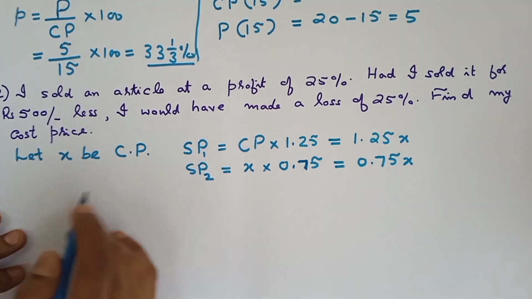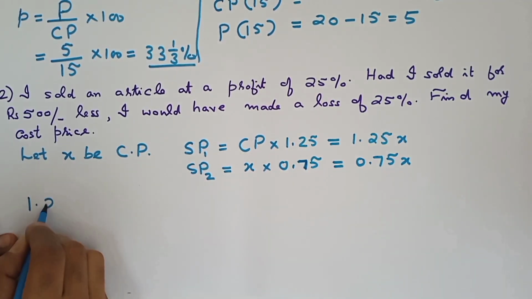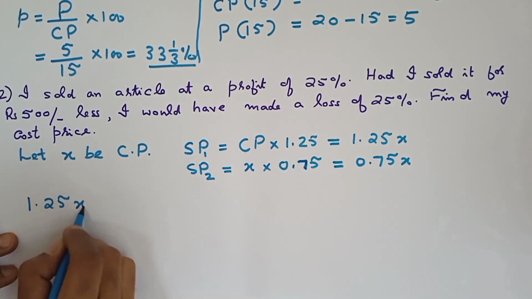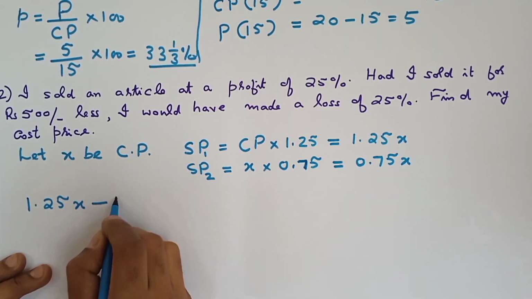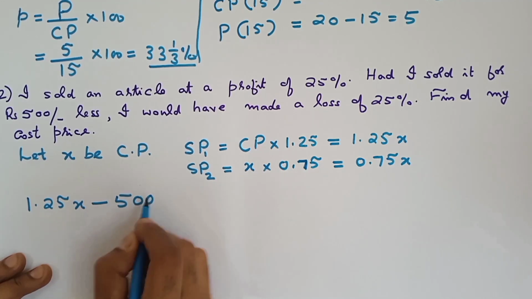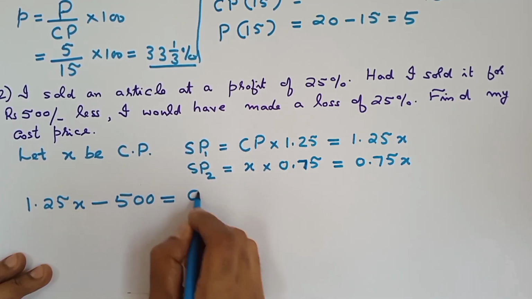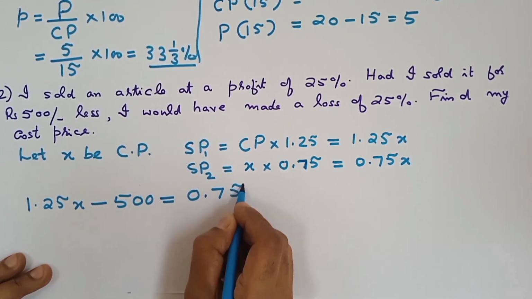So you can form an equation. This is what they mean. This was the first selling price. It's reduced by 500 rupees to arrive at the second selling price.